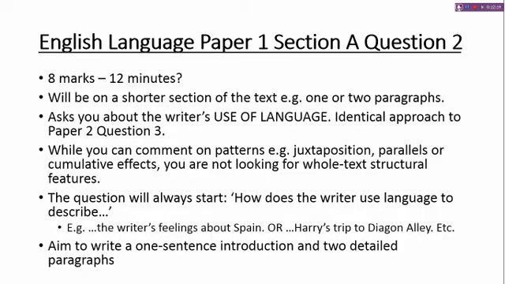That brings us then on to question 2, which is a slightly more complex question to look at. So what are the key things to note then? First of all, it's worth about 8 marks, round about 12 minutes or so in a normal paper. You obviously will have a little bit longer with the extra time that you have. Now this will be on a shorter section of the text, not the whole extract, usually 1 or 2 paragraphs, which of course it will specify.